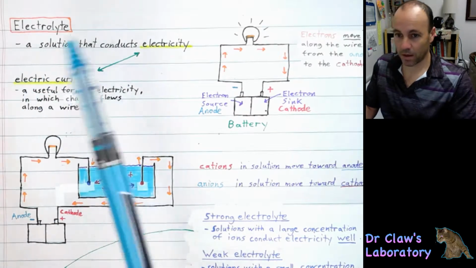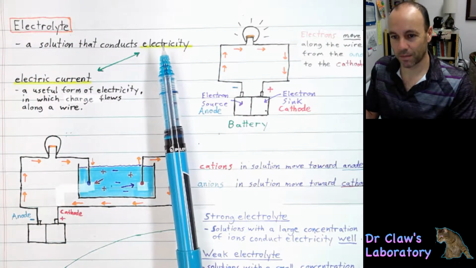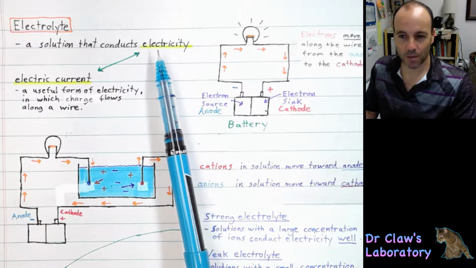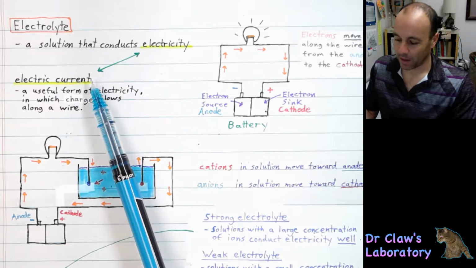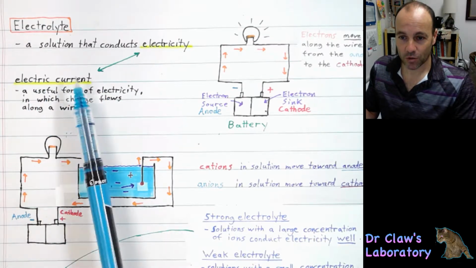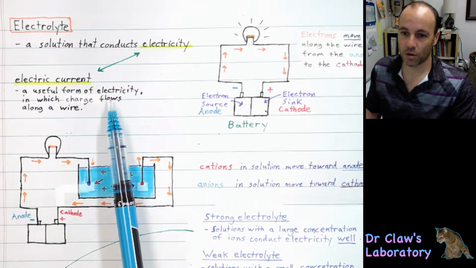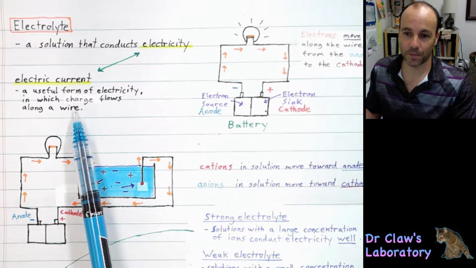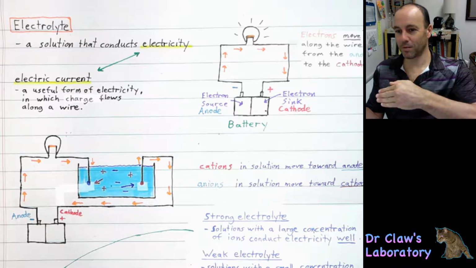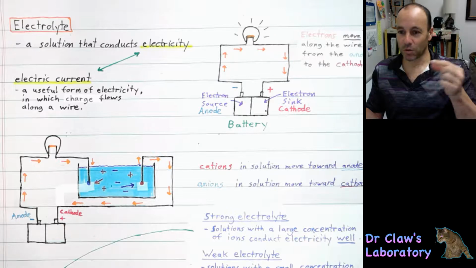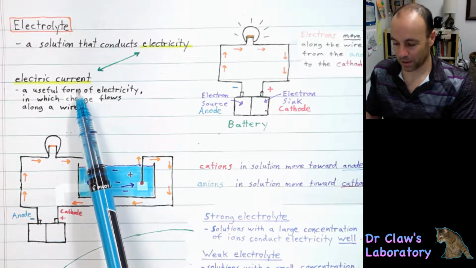We can say that an electrolyte is a solution that conducts electricity. Now, what is electricity? Electricity is when you have electric current. So electric current is a useful form of electricity in which charge flows along a wire. Right? A lightning bolt generates electricity, but it's not very useful. So if you can send electricity along a wire, then that's useful, and we call that electric current.